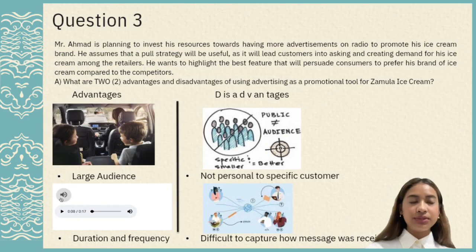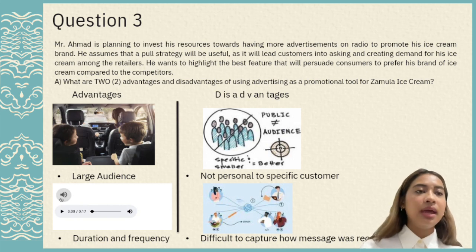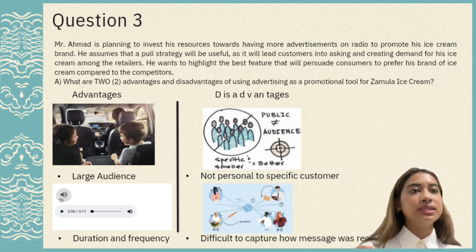Hello, I'm Jasmine Hazira and I'll be explaining question 3. What question 3 asks is that Mr. Ahmad is planning to invest resources towards radio advertisements and he wants to use the pull strategy, leading customers into asking for and having demand for the ice cream among retailers, as well as highlighting the best feature of his ice cream compared to his competitors.